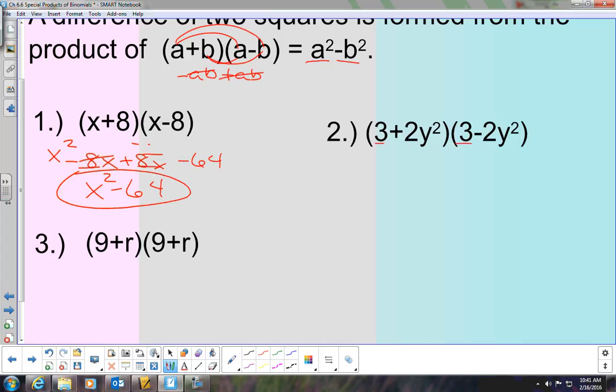Do I have a 3 in both of those binomials as my lead term? Do we have a 2y squared and a 2y squared? Is one addition, one of them subtraction? We're set up to have a difference of two squares. I simply square the 3, which is 9, square the 2y squared, and that becomes 4y to the 4th. Don't forget the exponent. And then subtraction. That's it.